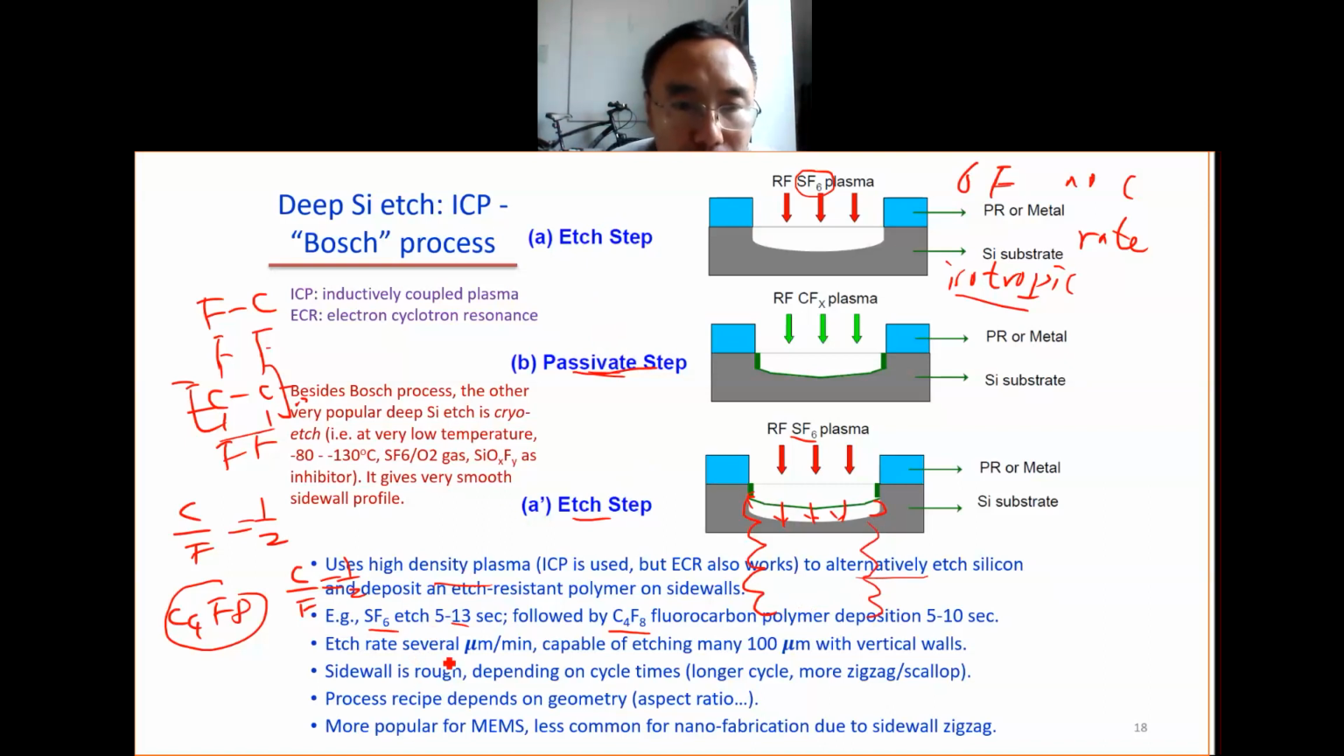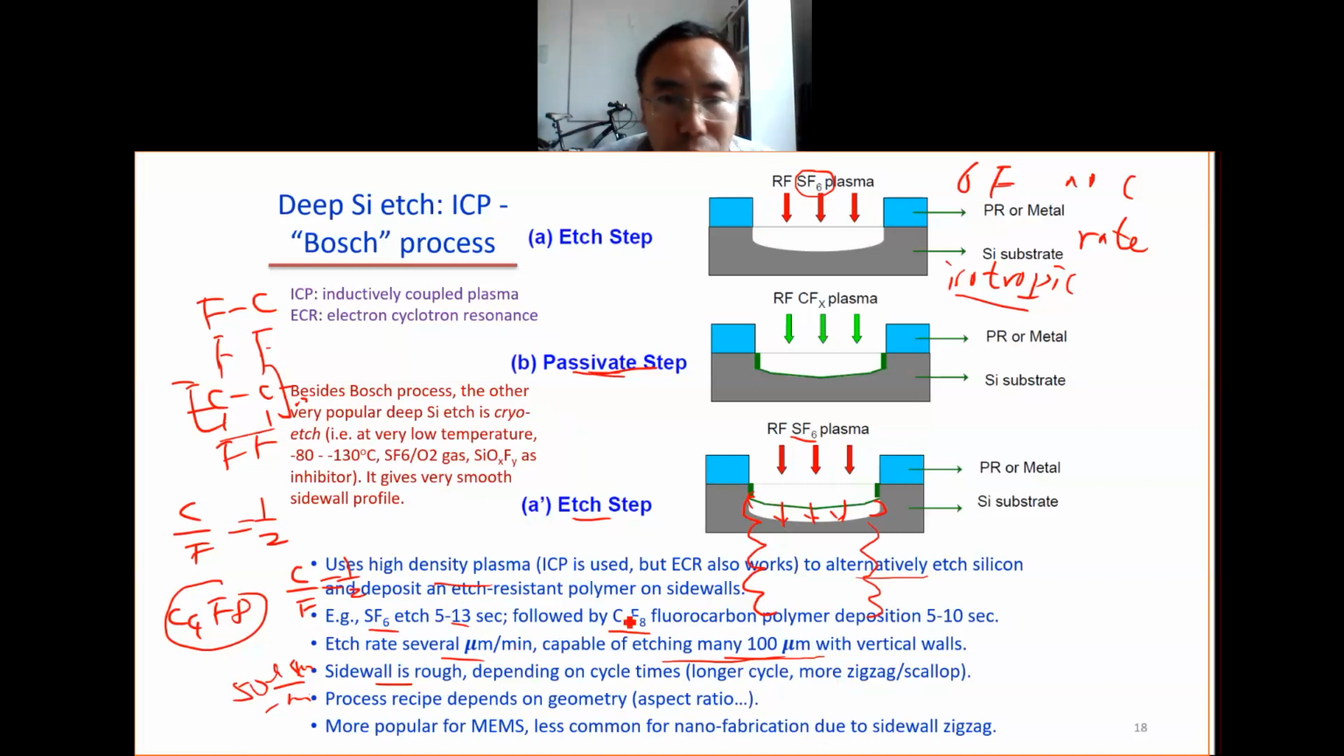The etching rate can be several micrometers per minute, which is pretty fast. But nowadays, we can get 50 micrometers per minute, so this is super fast. For normal dry etching, we get only a few 100 nanometers per minute, but with this one we can get 50 micrometers per minute. So we can etch away many 100 micrometers with vertical sidewalls very easily. You can see this is a very, very powerful etching technique. We can etch through a thick silicon wafer.